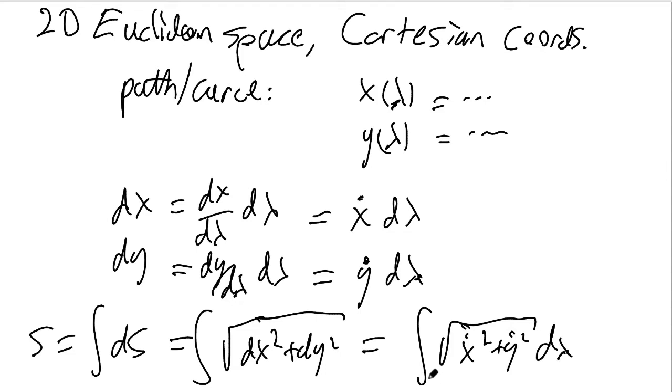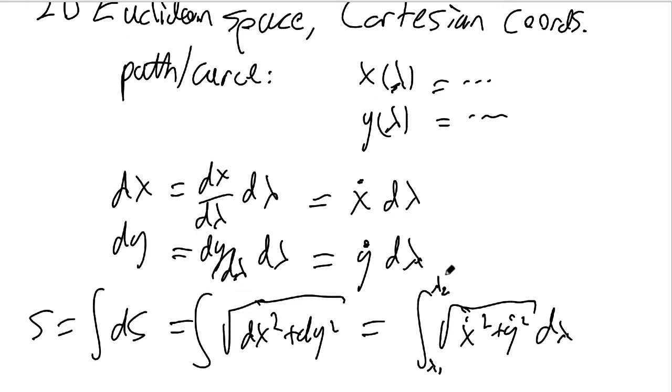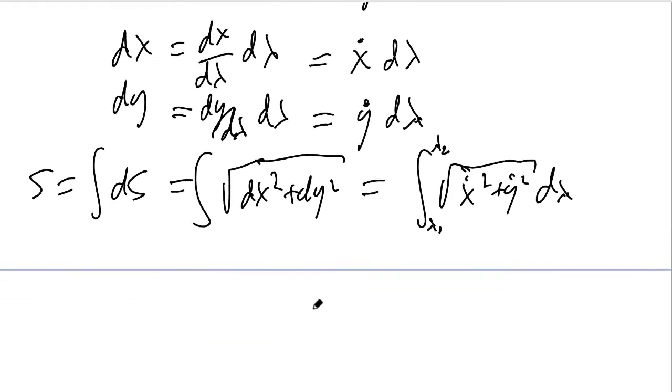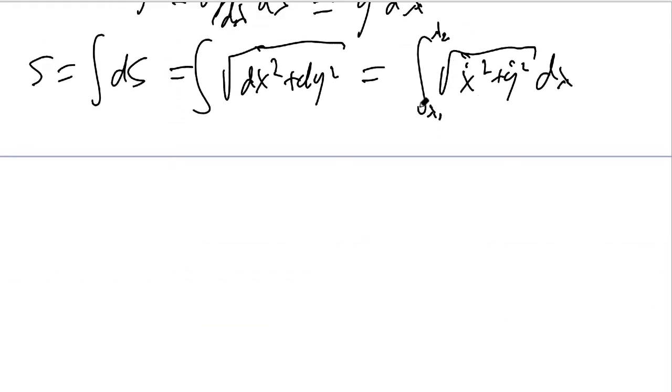And the integration goes from the starting point, say it has a parameter value lambda 1, and the final point, let's give it a parameter value lambda 2. So this is the general expression for the distance along a curve between lambda 1 and lambda 2. Now, in order to minimize or maximize this expression, this is just like the process of finding Lagrange's equations from the action principle. We just vary the action, or vary the distance in this case, with respect to x of lambda and y of lambda.